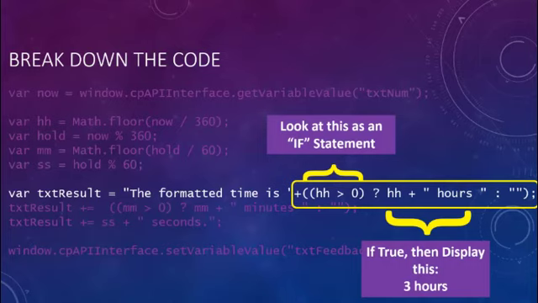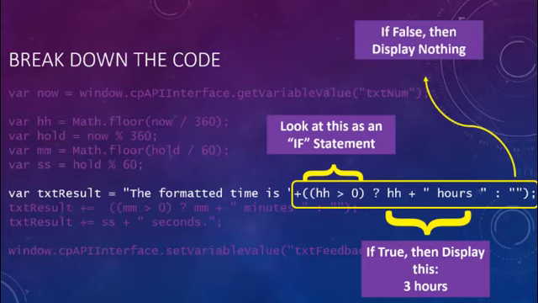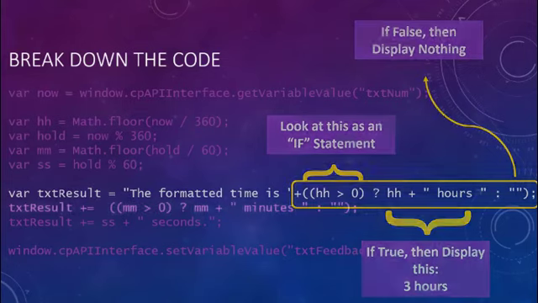Now, if HH has no value, let's say 0, then you display nothing. This is the false part. So if it's true, you display that middle part, and if it's false, you display the end part. Again, a little complex, but it's very handy if you want to customize your display content based on the values of a variable.